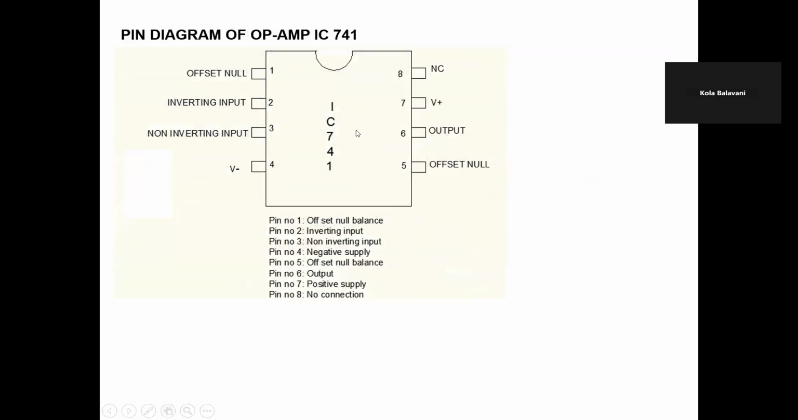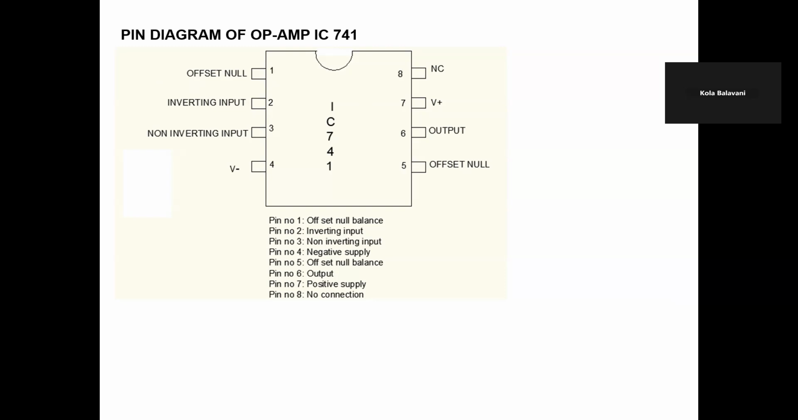This is the pin diagram of the operational amplifier. The operational amplifier consists of 8 pins in a dual inline package, meaning the structure has two equal lines with an equal number of pins on both sides. Coming to the first pin, the first pin and fifth pin are called offset null. These two are used to eliminate the output offset voltage.